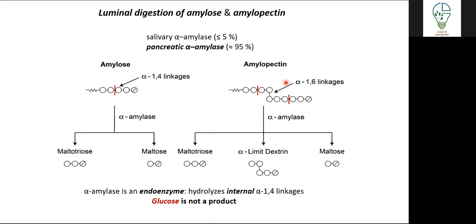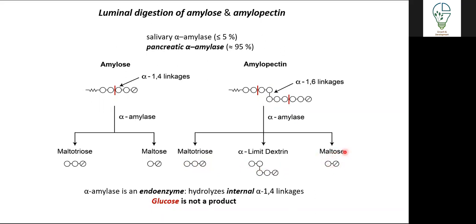On the other hand, amylopectin, when we break it down, we break down with alpha amylase this area and this area. This will leave us with the area right here, which has the 1,6 linkage. Any polymer of glucose that has both 1,4 linkages and a 1,6 linkage at the same time, we call an alpha limit dextrin. So this is a limit dextrin that goes 1,4, 1,4, 1,4, 1,6. And this is our maltotriose and maltose.